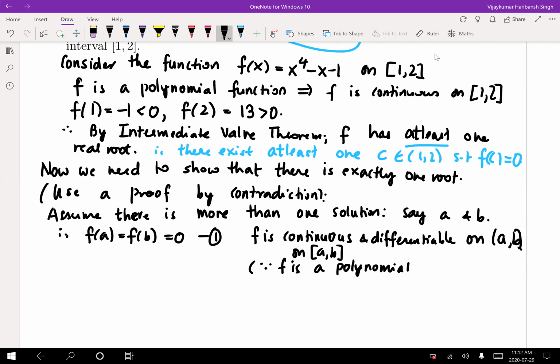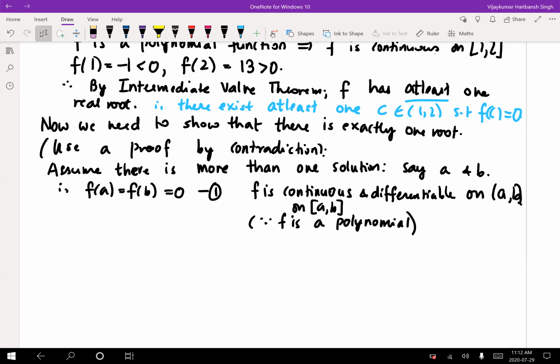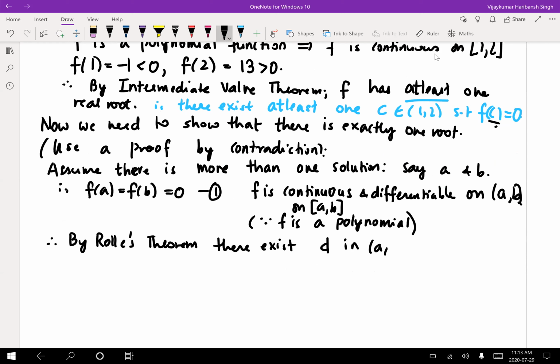Yeah. So what about the polynomial? They are differentiable and continuous everywhere. So in particular they are. So therefore by Rolle's theorem, there exists C. Well, there is already C being used here. So let's say there exists D in AB such that f prime D equals what? 0. So this is what we got using Rolle's theorem.